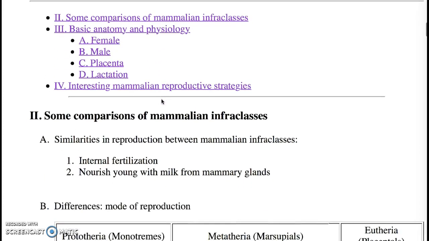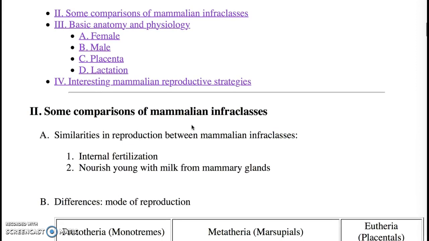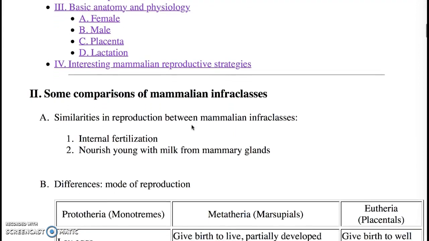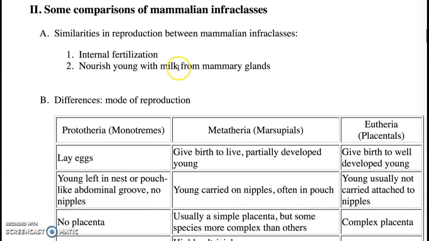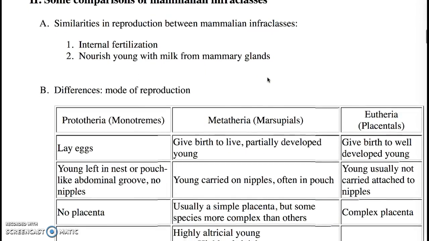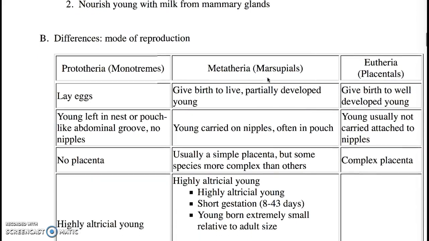All right, in the next section of the lecture, we're going to compare the different groups of mammals, the monotremes, the marsupials, and the placental mammals, and look at how they reproduce and some of the major differences between them. Obviously, there are some similarities between the groups. All of them have internal fertilization. All of them nourish their infants with milk from mammary glands, but they differ pretty substantially in how they reproduce, what the infants are like when they're born, how quickly they develop, and so on.